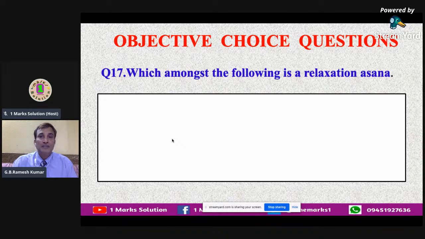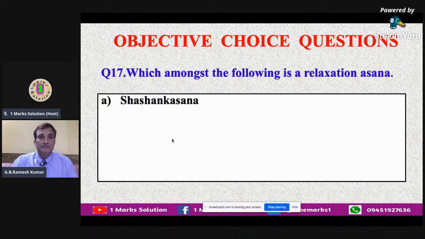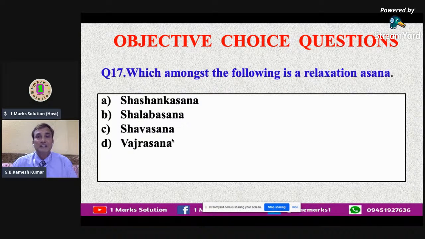Which amongst the following is a relaxation asana? Shashankasana, Shalabhasana, Shavasana, or Vajrasana. We have relaxation asanas also, to bring our body to a normal condition and reduce stress. Shashankasana is not the option, Shalabhasana is also not the option, and Vajrasana is also not the option. That is Shavasana.